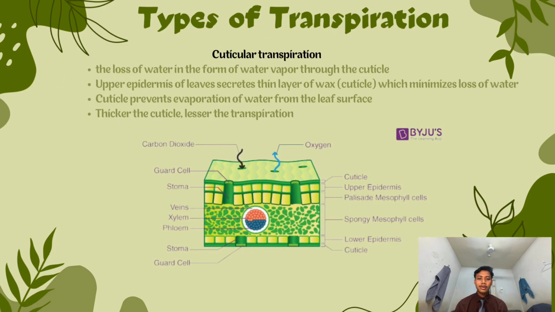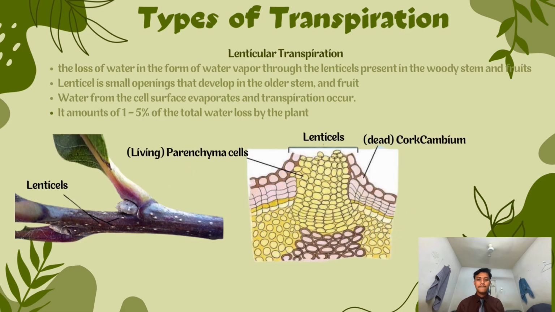Next, there are three types of transpiration. First, cuticular transpiration, the loss of water in the form of water vapor through the cuticle. The upper epidermis of the leaf secretes a thin layer of wax which minimizes loss of water. The cuticle prevents evaporation of water from the leaf surface. The thicker the cuticle, the lesser the transpiration.